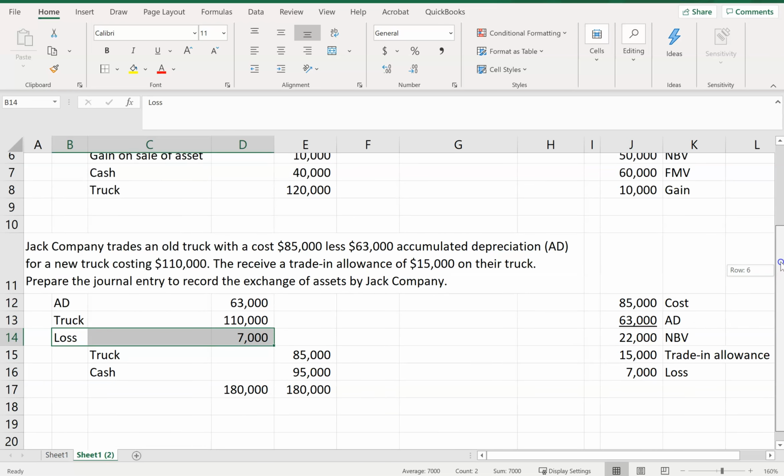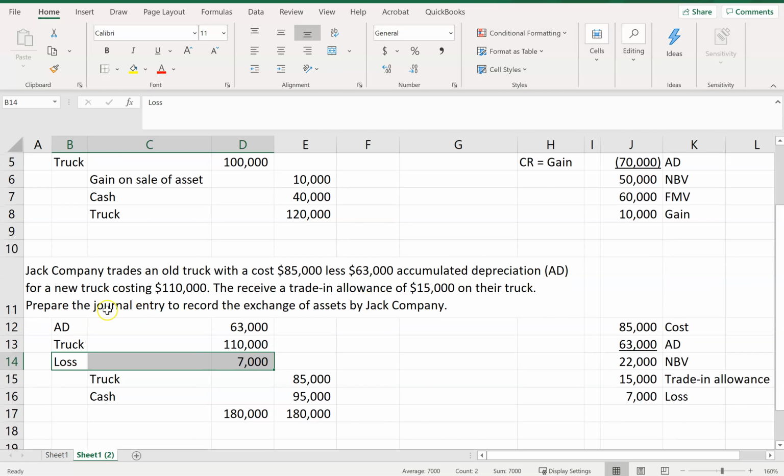Okay, so same few steps, really. You're going to get rid of the old truck and the accumulated depreciation. You're going to put on the new truck, get rid of cash out the door, whatever you're spending, and then record gain or loss between the two to get you into balance.